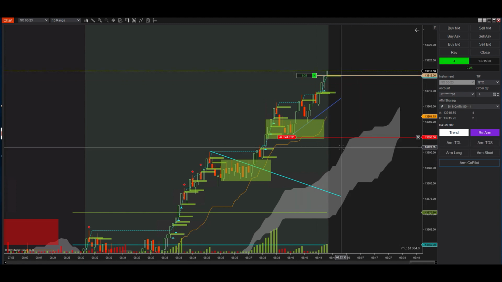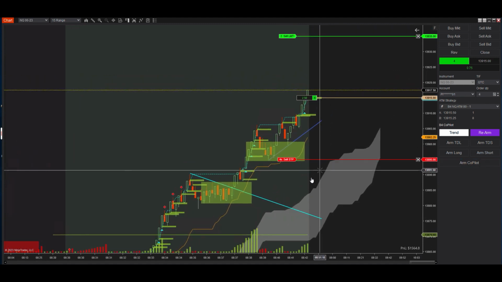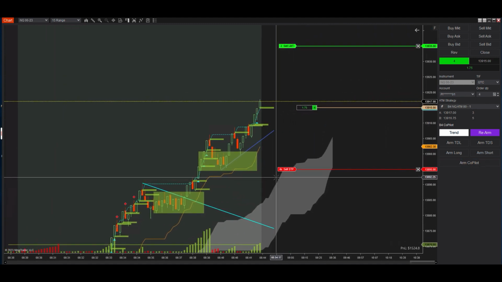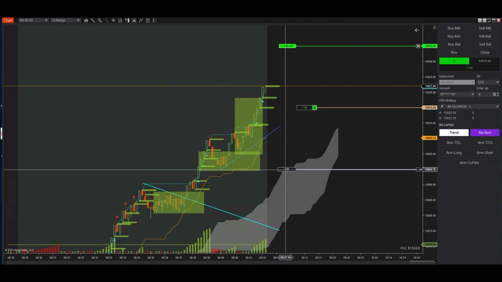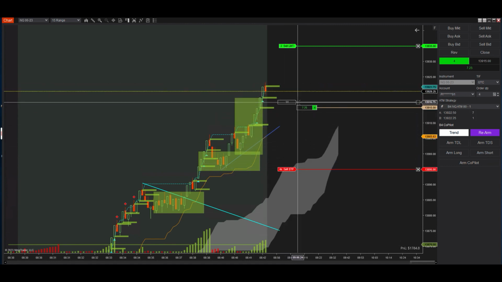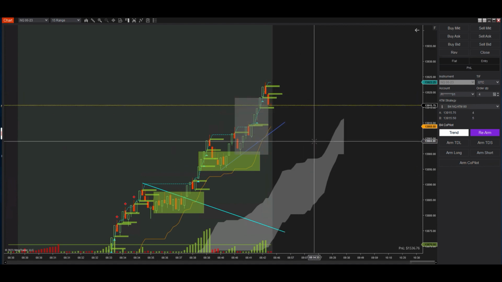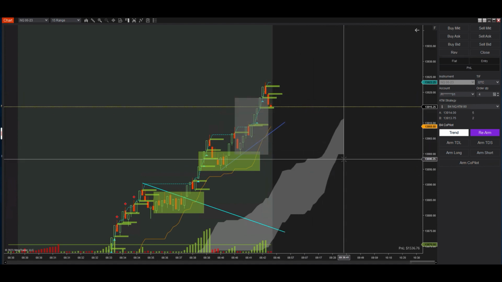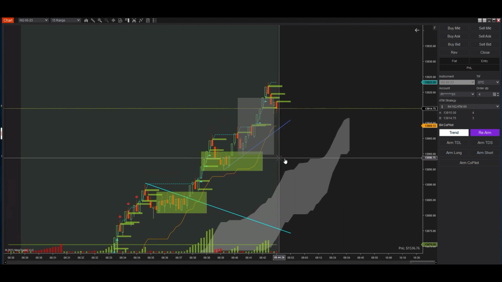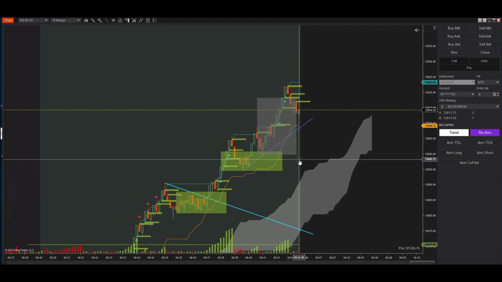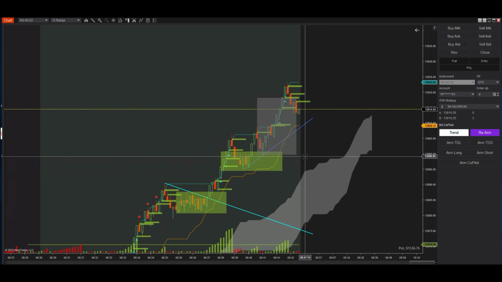CoPilot gets us in here. Cloud looks healthy. Now, when I have a thick squeeze box like that, I know that price can quickly go all the way back down to the bottom of that. So I'll usually pull my stop loss up in those situations. But I'm going to arm again.